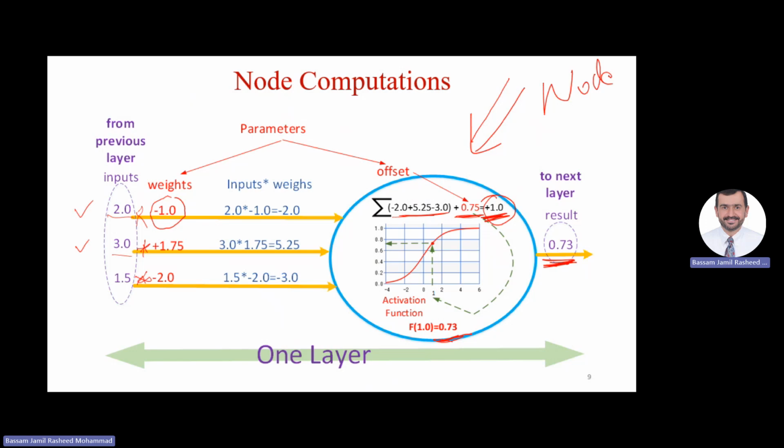0.73. Every node has an activation function except the output nodes and the input nodes. They don't have activation functions. Okay? Again, I say that the magic is in the activation function. Why? Because this is when your linear computation becomes non-linear.